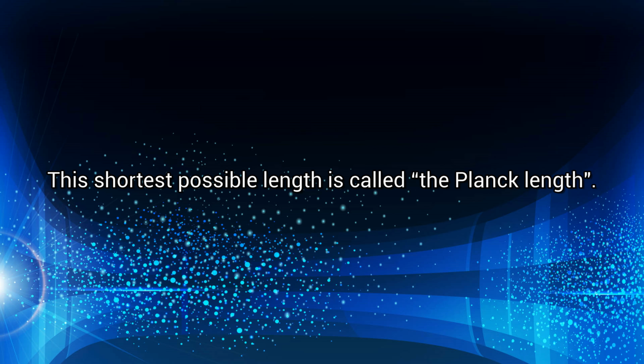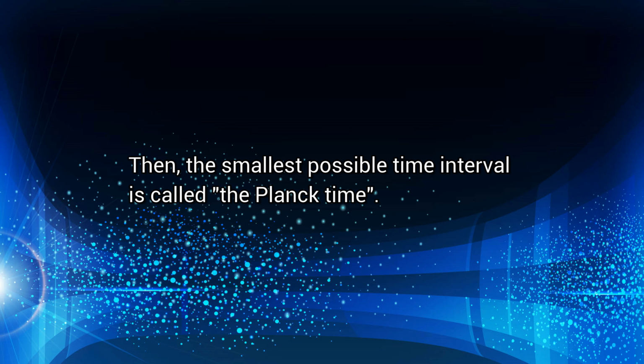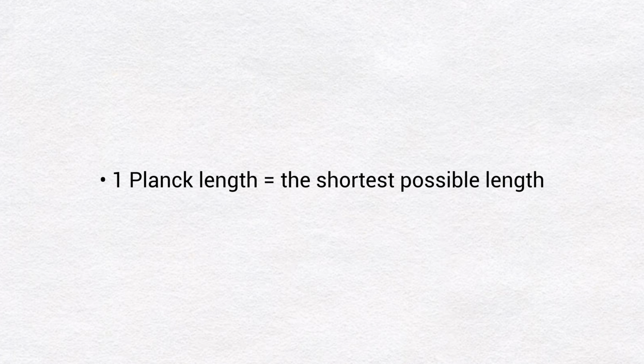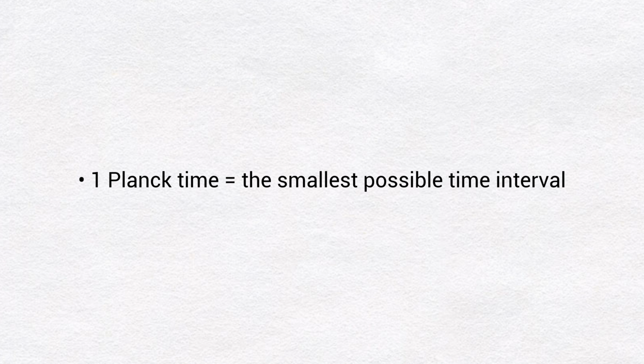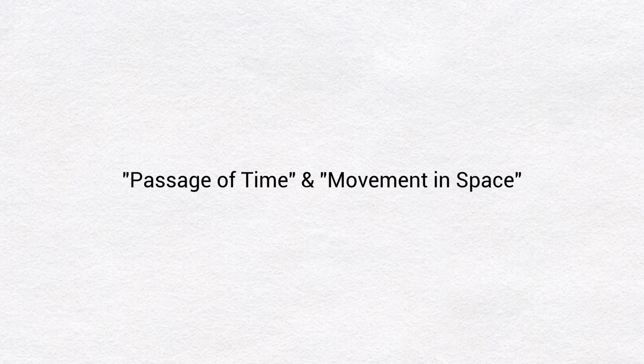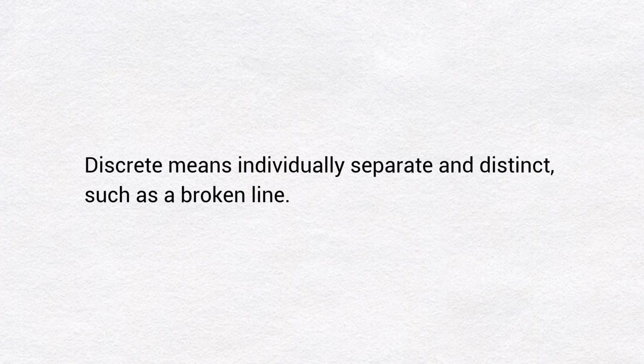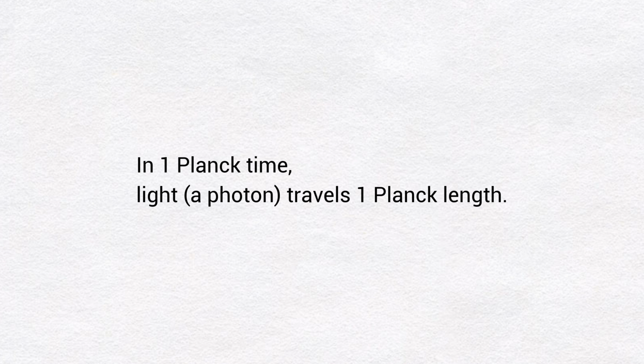This shortest possible length is called the Planck length. Then, the smallest possible time interval is called the Planck time. 1 Planck length is the shortest possible length. 1 Planck time is the smallest possible time interval. These units can be seen in the following way. The passage of time and the movement in space are not continuous, but discrete. Discrete means individually separate and distinct, such as a broken line. In 1 Planck time, light travels 1 Planck length, or a photon travels 1 Planck length.